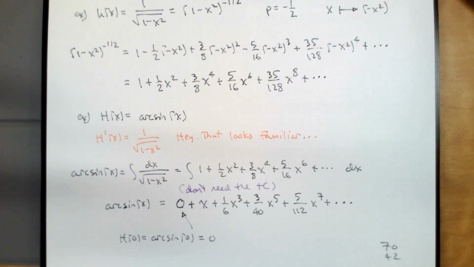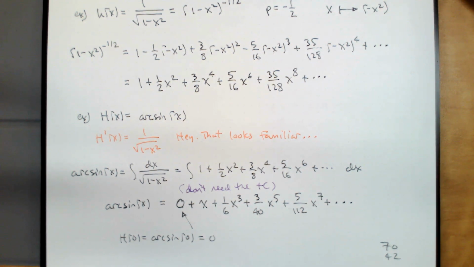Any questions? Yeah. Yes, because we don't want to take a bunch of derivatives of arcsine. And we notice that arcsine is just the integral of 1 over the square root of 1 minus x squared. Since I already have the series for 1 over square root of 1 minus x squared, if we just integrate that series, we'll get the series for arcsine.